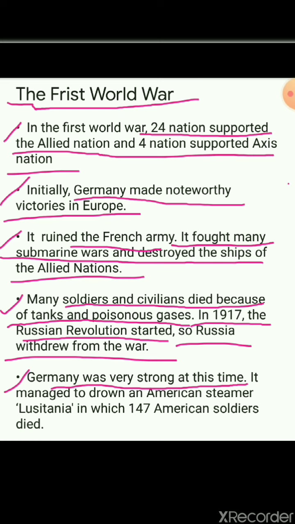It managed to drown an American steamer, that is Lusitania, in which 147 American soldiers died. It managed to drown an American steamer, right? How many American soldiers died? 147 soldiers died. And who did that? Germany, to show its power to the world.